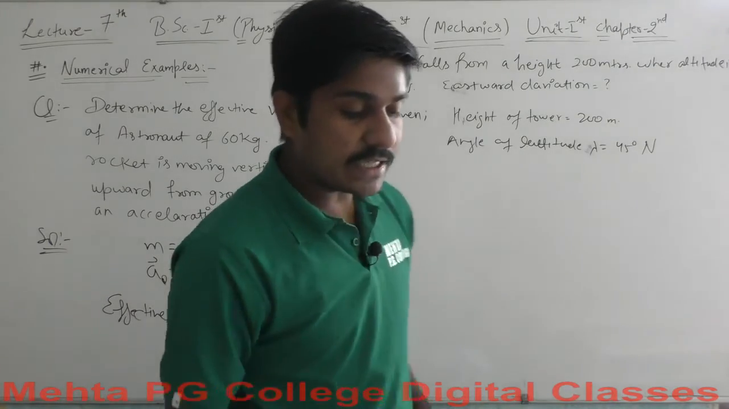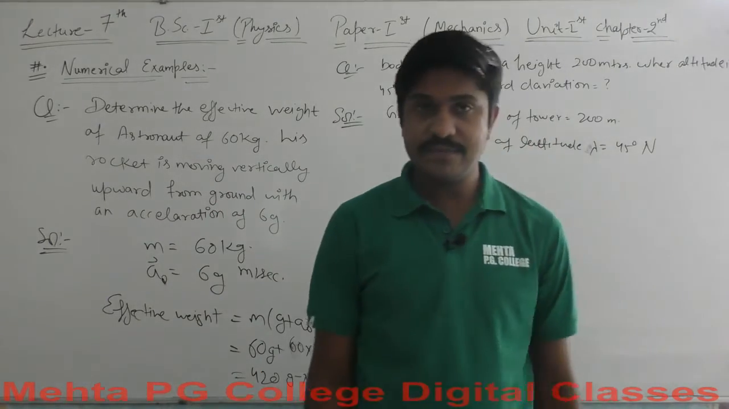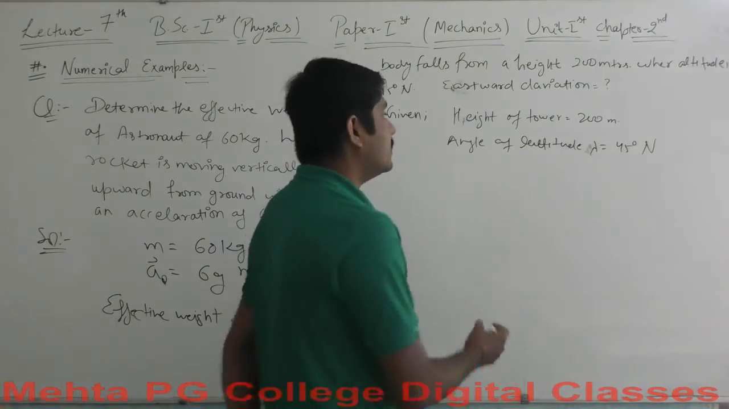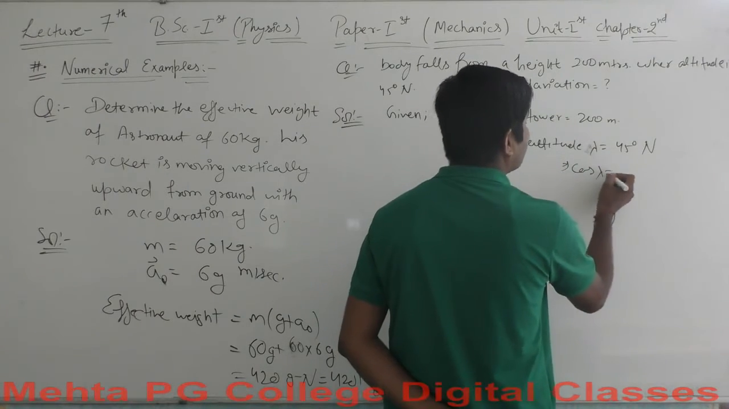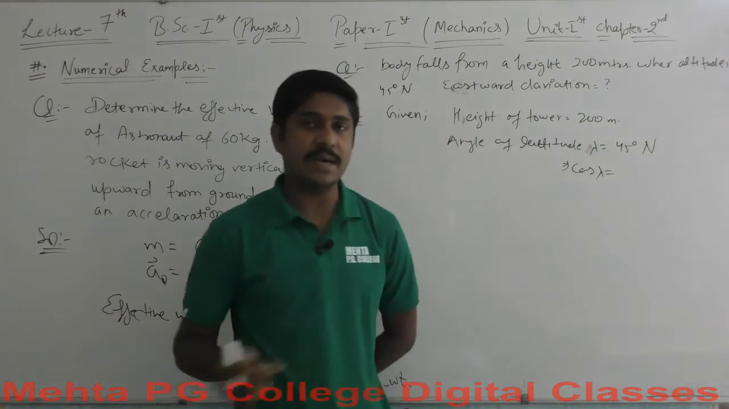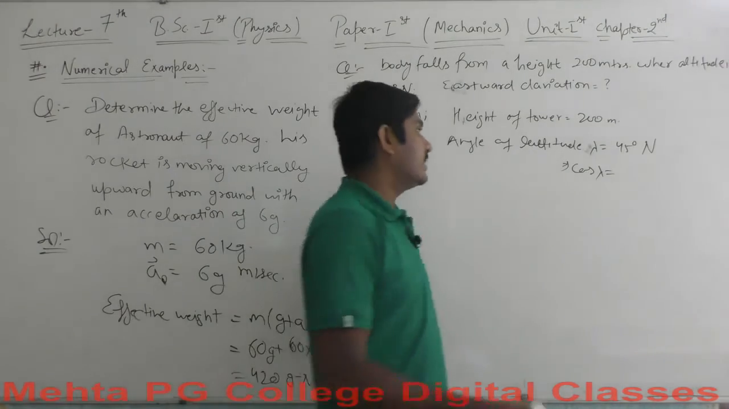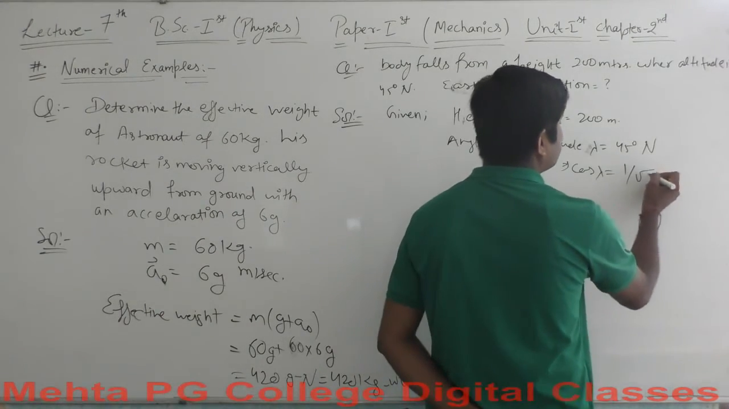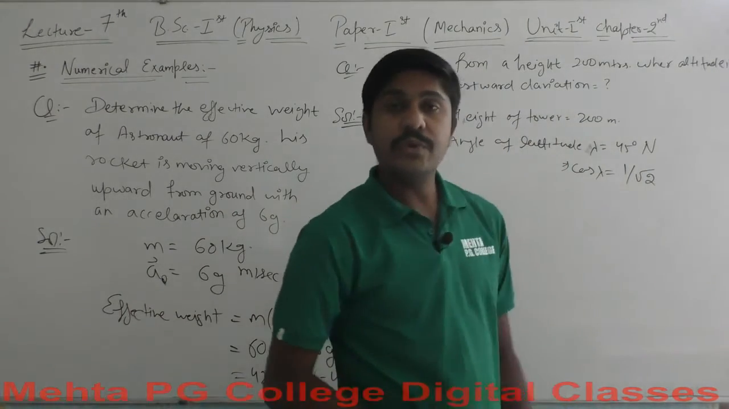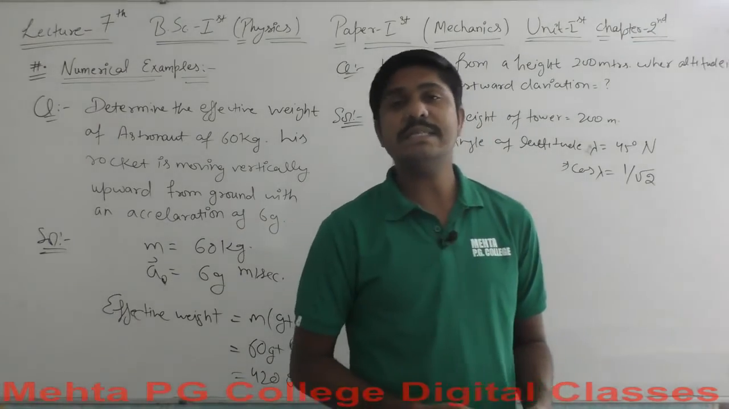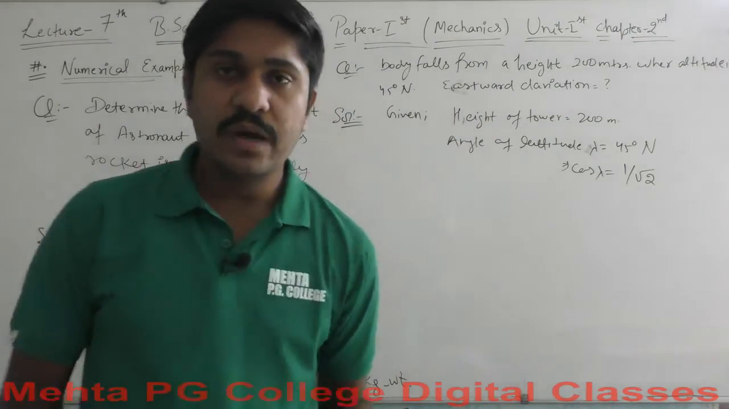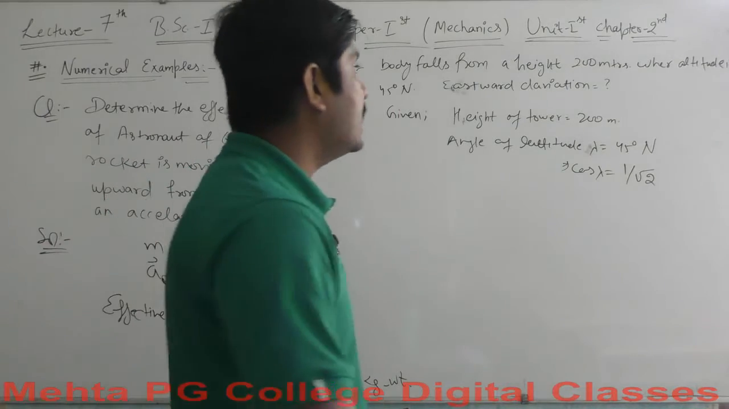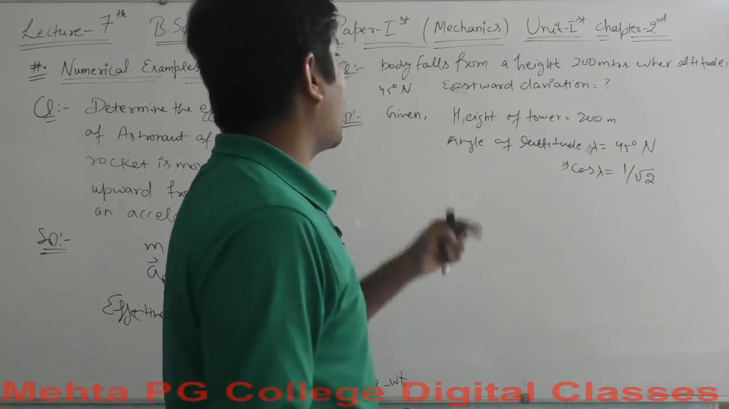Also, there are some things that we know ourselves. If lambda is equal to 45 degrees, then cos of lambda, which we are going to use in our solution, will be equal to 1 over root 2. So these are the basic things given to us. The latitude is given, the height has been given.